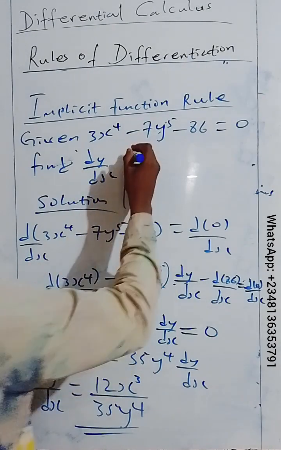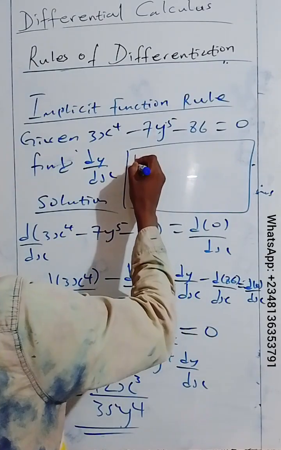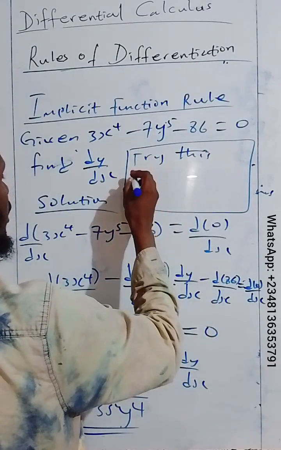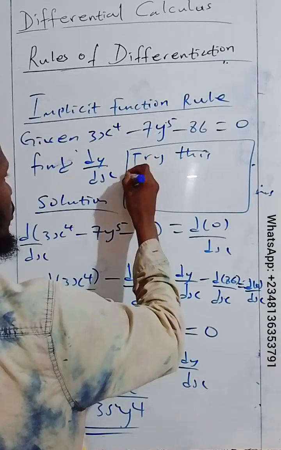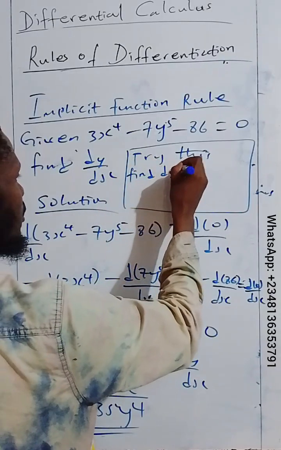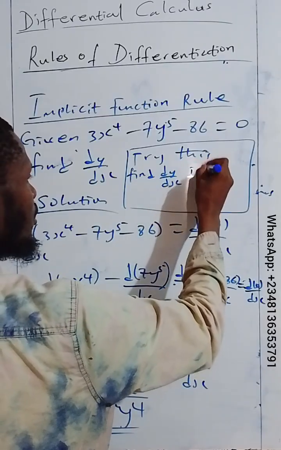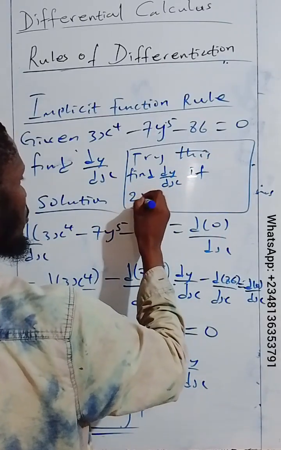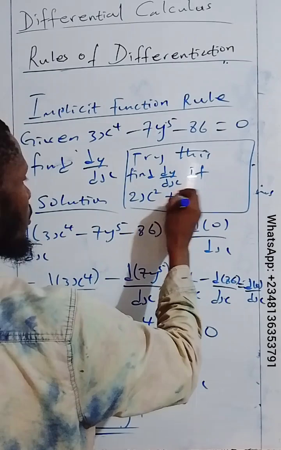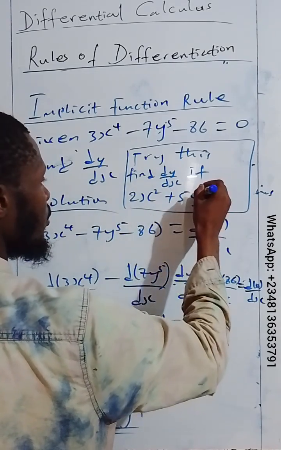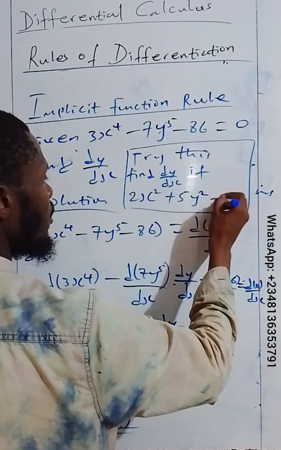Can you also try this? Try this. We have an implicit function, and you have to find dy/dx. If we have 2x squared plus 5y squared plus 5y squared equals 0.